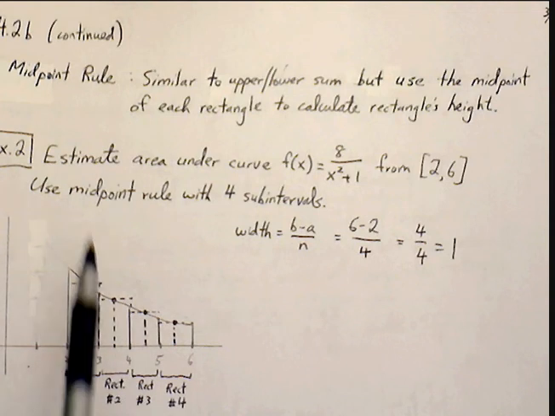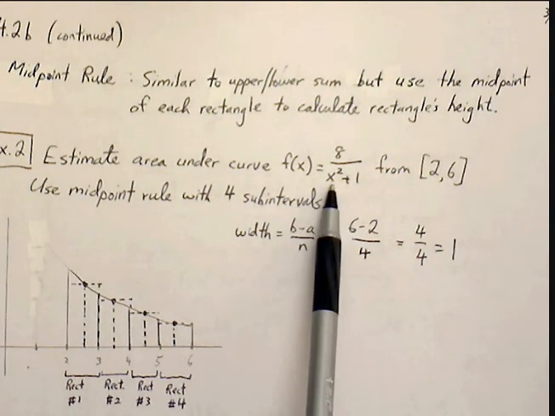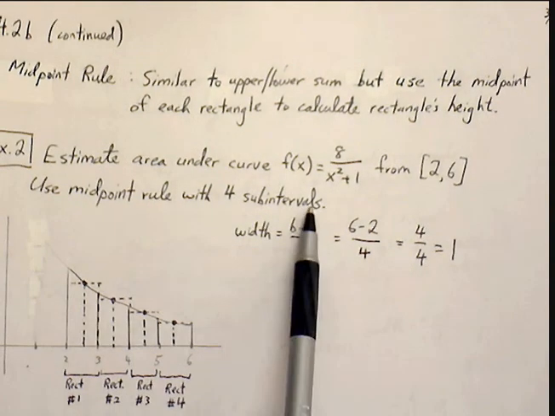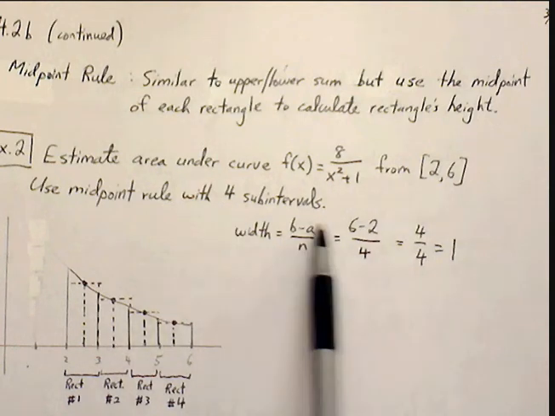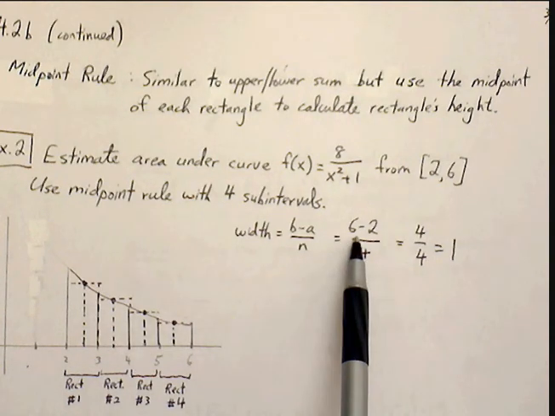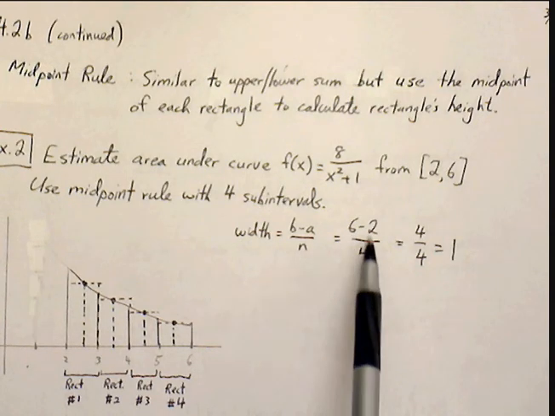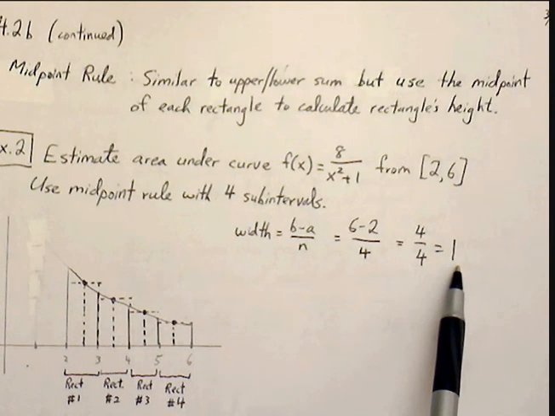Okay. So example 2, estimate the area under the curve 8 over x squared plus 1 from 2 to 6. Use midpoint rule with 4 subintervals. So we want 4 rectangles. Width, again, is b minus a over n. My a and b value is 2 and 6, so 6 minus 2 over 4. 4 is the number of rectangles we want. So we get 4 over 4, so the width of each rectangle is going to be 1.